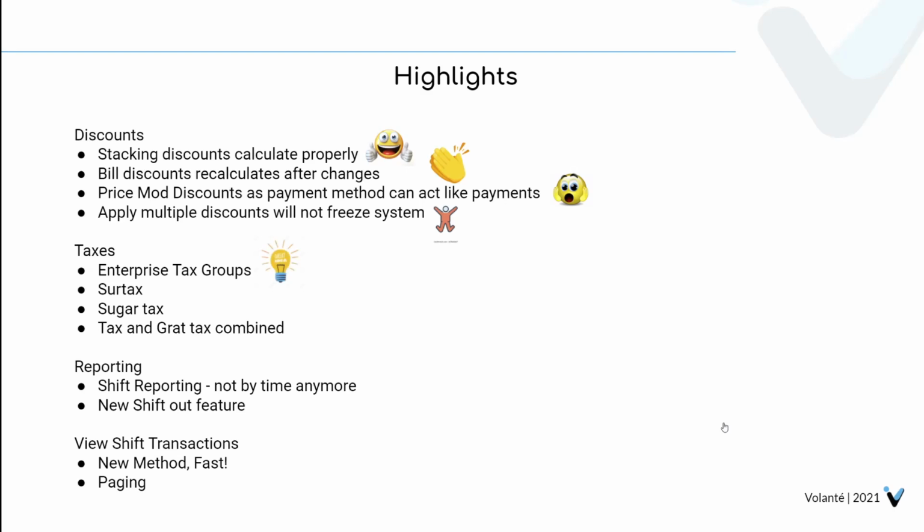We've also added support for surtax and sugar tax, both of which are missing in the current version, causing a lot of configuration issues. And the last thing we did for taxes is that tax on gratuity doesn't need to be a separate tax anymore. You can add it to any tax by a checkbox.